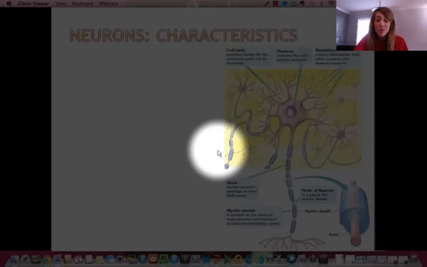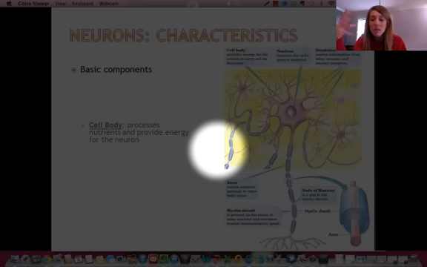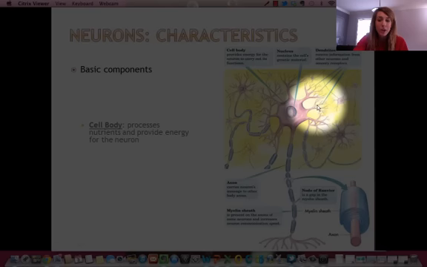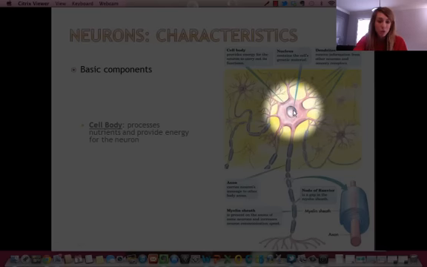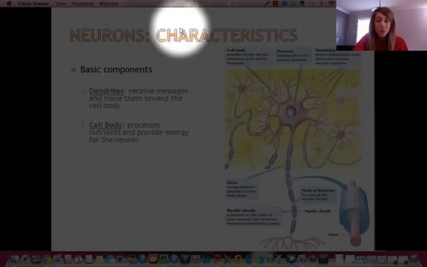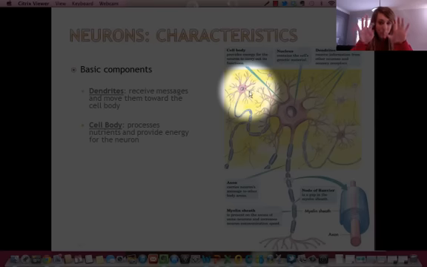Okay, so let's talk about the basic parts of the neuron. First things first is the cell body. All cells have a cell body, right? They have a nucleus, okay? And this is the cell body right here. Cell body, nucleus, okay? Now, attached to the cell body are these things called dendrites. They look like little fingers, okay? You see these little branch, tree-like things here.